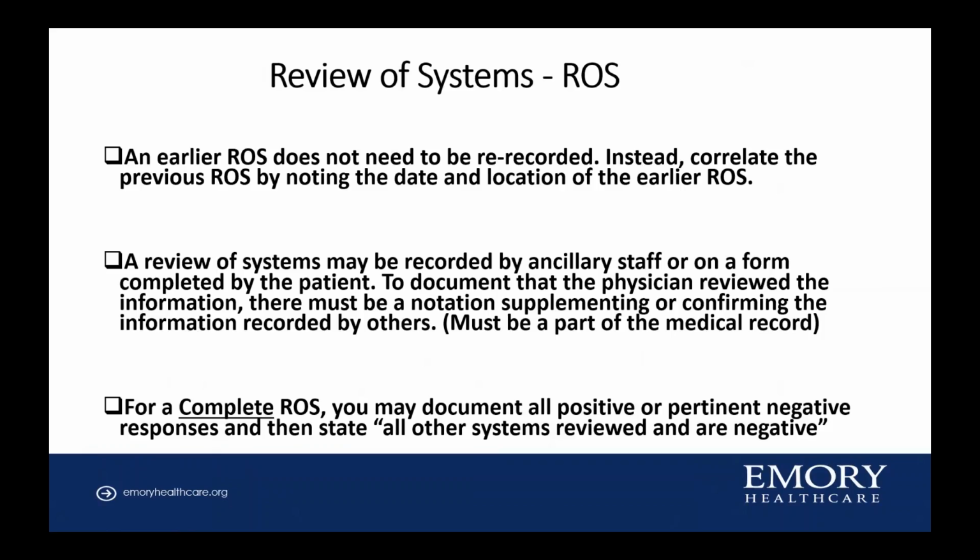A review of systems may be recorded by an ancillary staff member or on a form, as we do have in some of our clinics, to document that the physician reviewed the information. There must be a notation supplementing or confirming the information recorded by others. For a complete review of systems, you may document all positive or pertinent negative responses and then state all other systems reviewed and are negative.